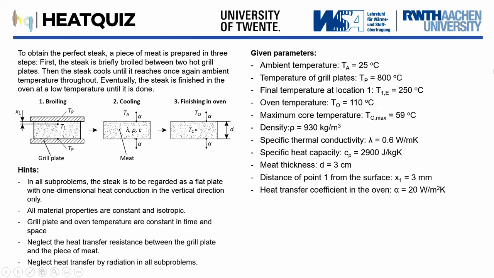After this, the steak is cooled in the ambient air until it has a homogeneous temperature that is equal to that of the ambient. If this is the case, the last step will take place, where it is put into an oven until it reaches a core temperature of 25 degrees Celsius. Relevant temperatures, properties of the steak, and the heat transfer coefficient inside the oven are already given.